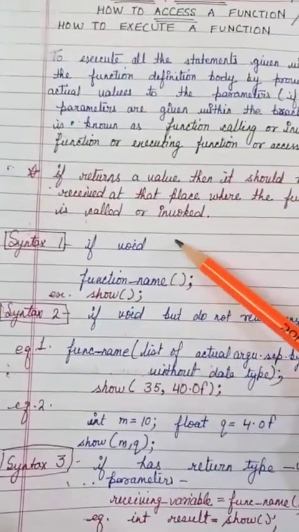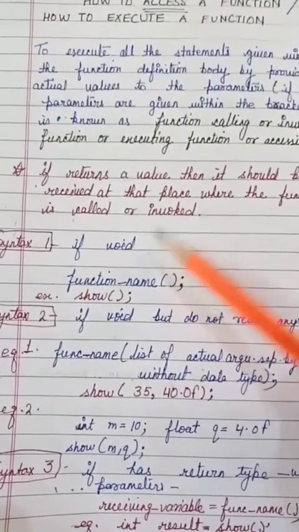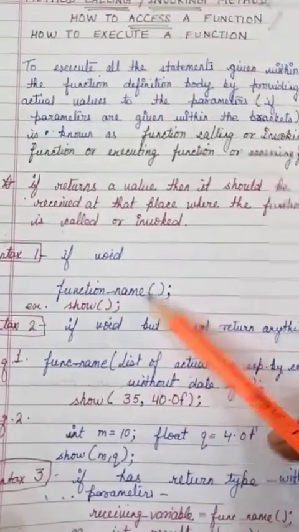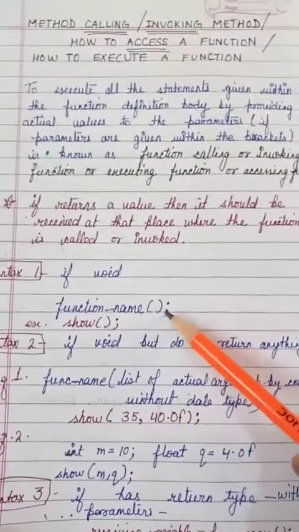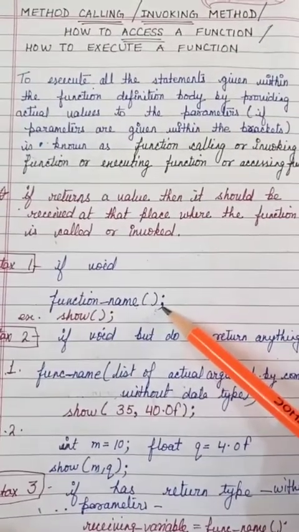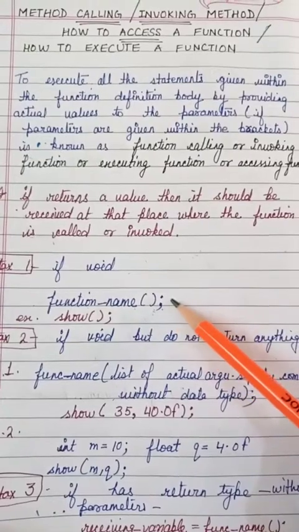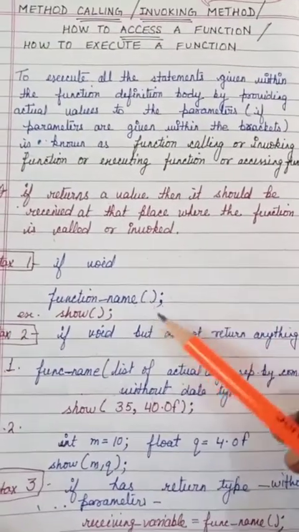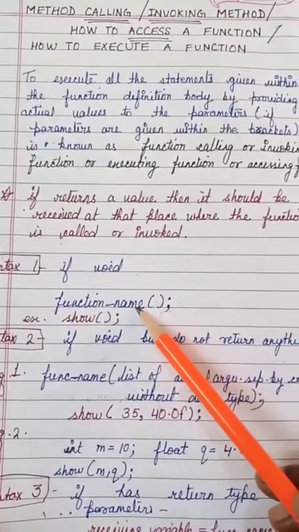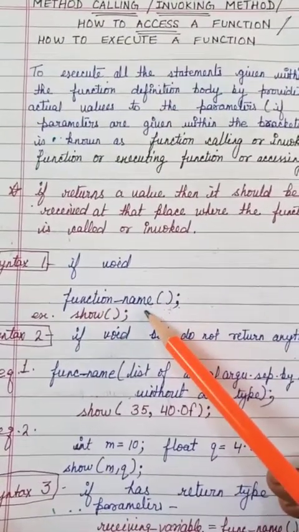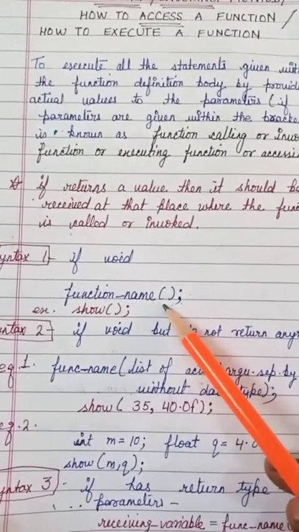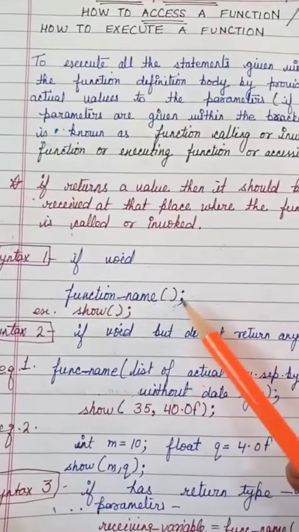Now the syntax: if void, meaning the function has no return type, how will you call a function? You will just simply write the name of that function followed by the parenthesis and semicolon. A semicolon will be there in the function call statement, but in the function definition you will not put the semicolon as it terminates the body of the function. This is a function call statement, a single statement. You are just calling this function, whatever name you write, that function will be called, and the control will go to that function. That's why the semicolon is there.